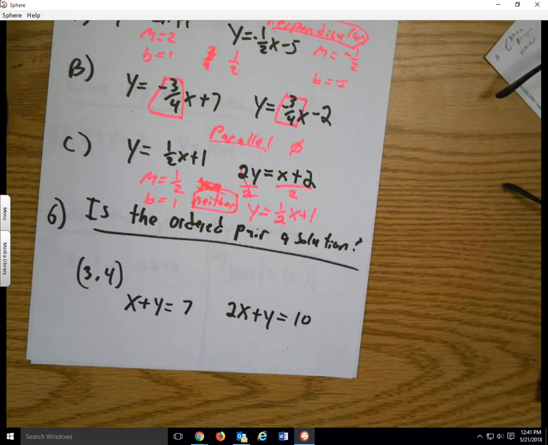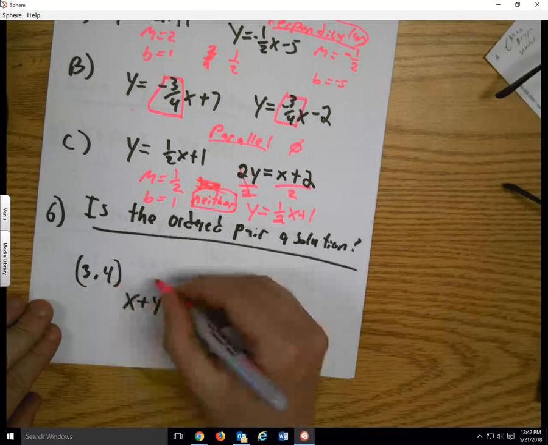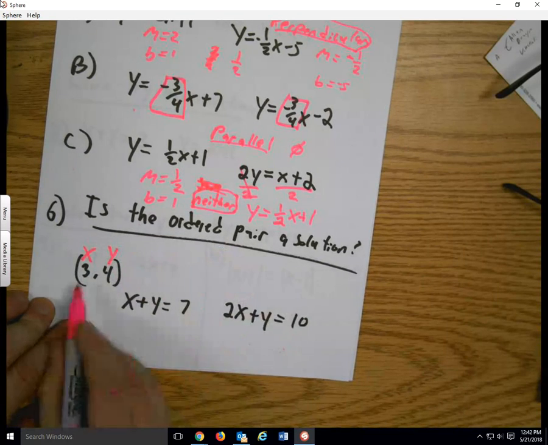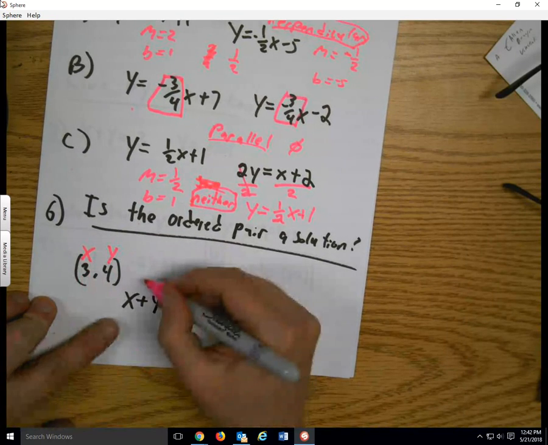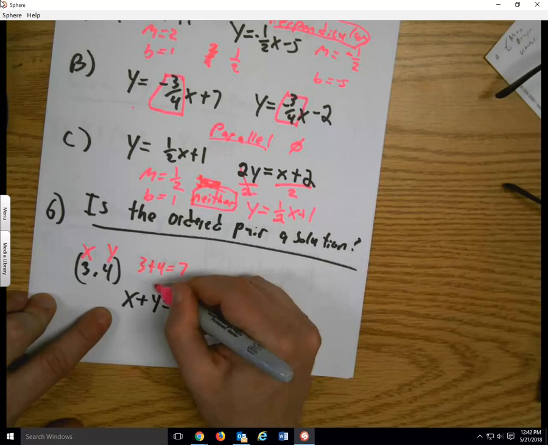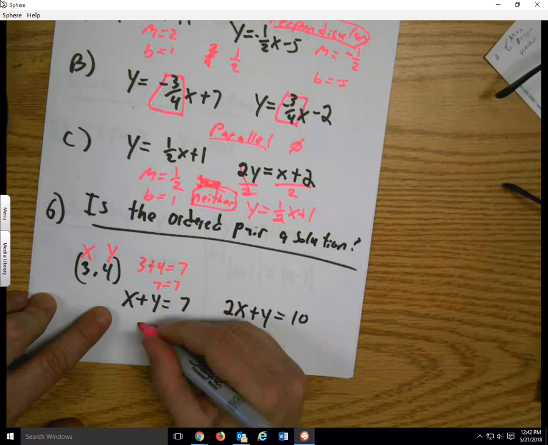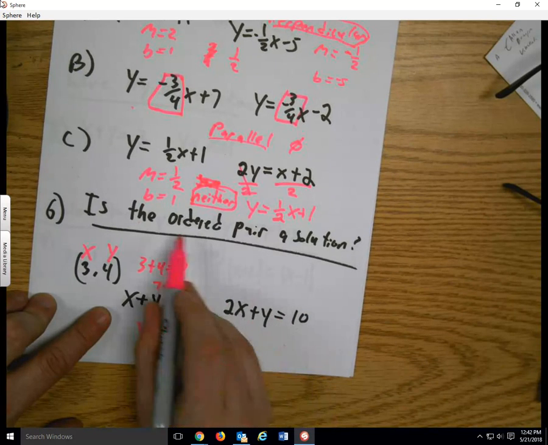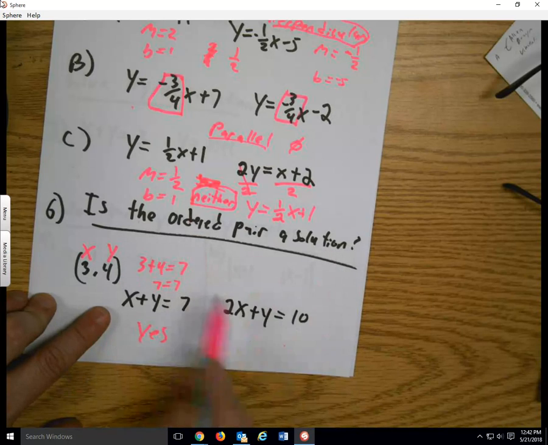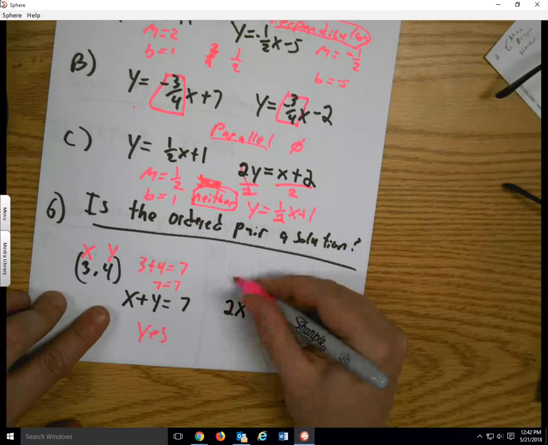Number 6 is the ordered pair of solution, and it has a 3 and a 4. So remember, it's an ordered pair, so it goes in order. X is first, then y. The x is a 3, 3 plus 4 equals 7. Does 7 equal 7? Yes. But remember, for it to be a solution to the system, it has to be true for both.